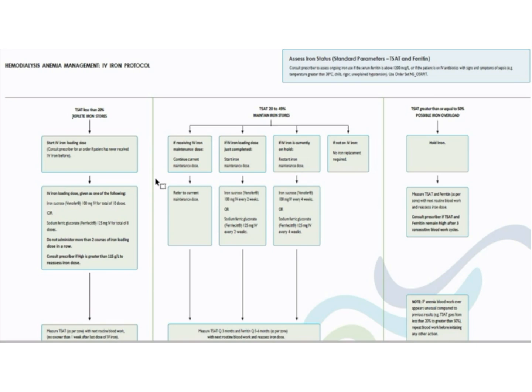Now we can move down to the IV iron protocol on the next page. Again, since we know our TSAT is 18, which falls under the first category here of less than 20%, we will be using this pathway.